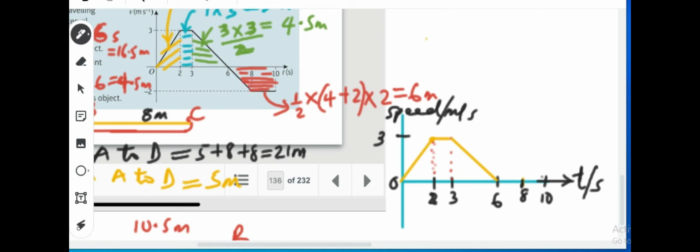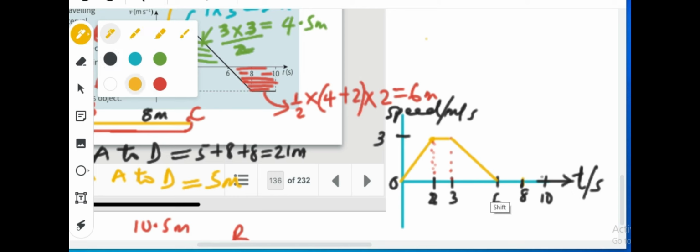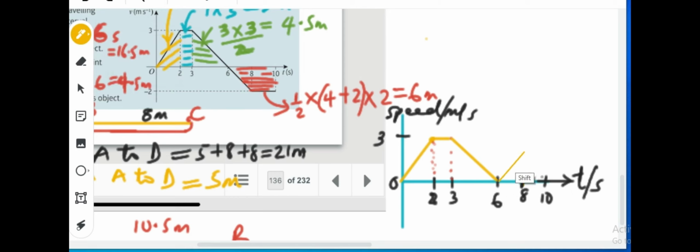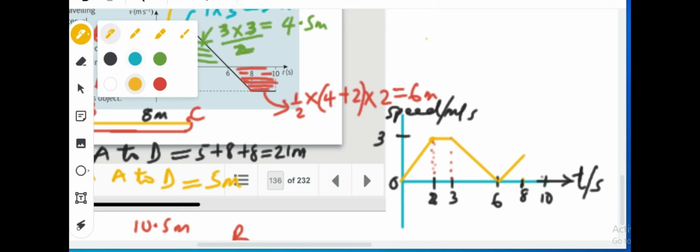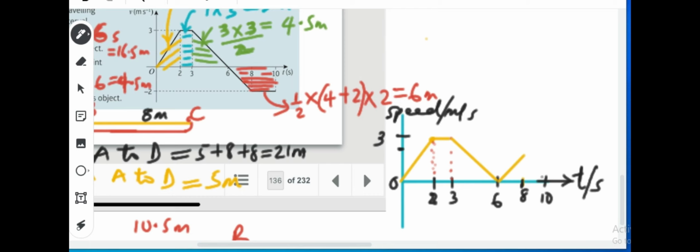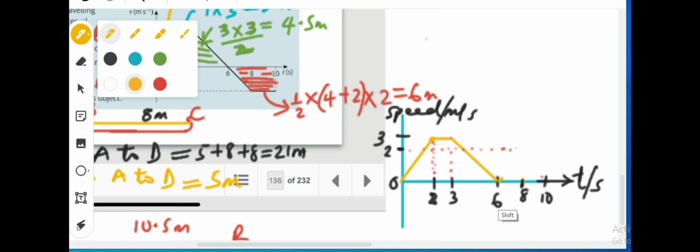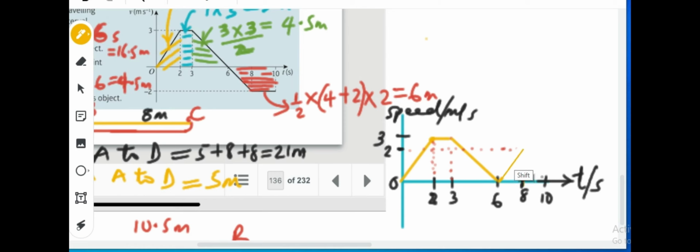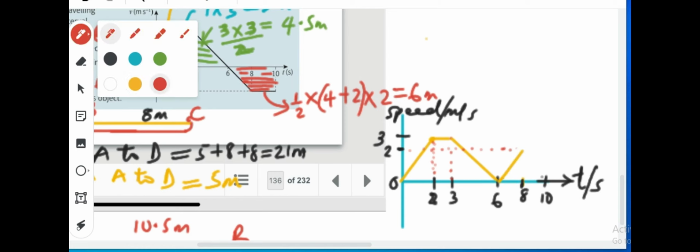Since for speed against time, direction doesn't count, it has to be on the same side of the axis. So remember, here is 2. This place is 2, so it has to be here. Let me show you.